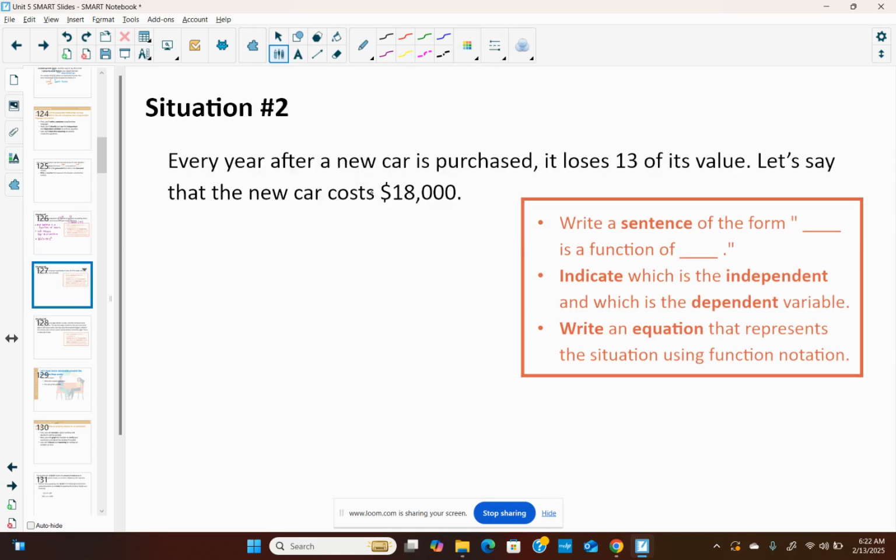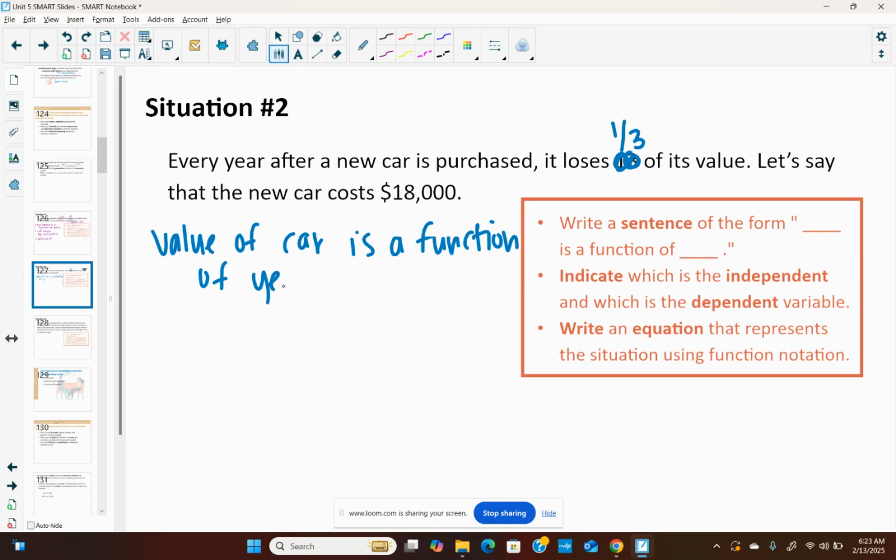Next situation, every year after a new car is purchased, it loses 13% of its, oh, this should not be 13. This should be 1/3 of its value. So let's say that the new car costs $18,000. Okay. So in this case, we have the value of the car is a function of years, right? So it said the years since purchased. So the value of the car is a function of years since it was purchased.